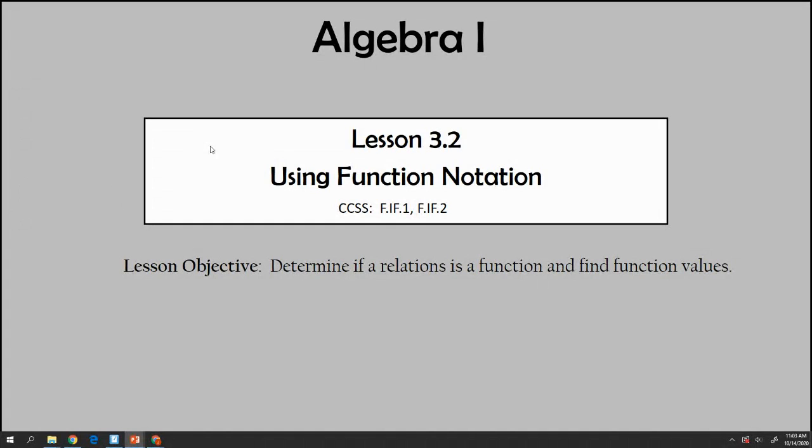All right. Today we're going to work on lesson 3.2. It's really a blend of lessons 3.1 and 3.2, but we're really going to focus in today on using function notation and applying that to different situations, finding function values in a couple of different ways.